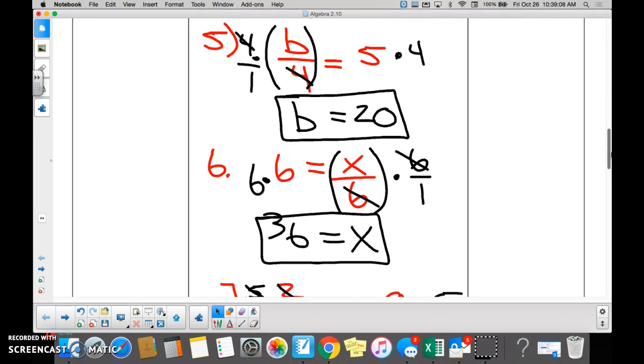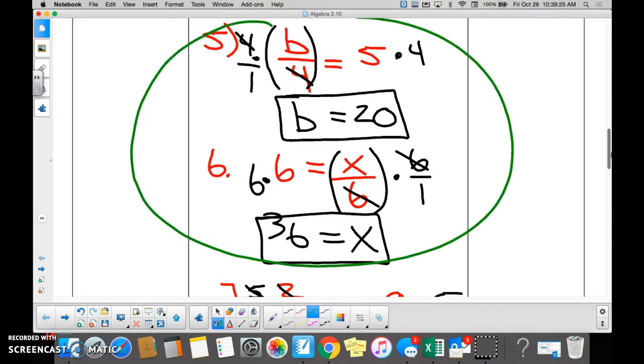Number 6. X over 6 equals 6. How do we undo that one? Multiplication. So we're multiplying by 6 on both sides. Yes or no? Yes. Okay, these two problems right here, 5 and 6, are the only two problems where you have permission to start working outwards. Yes or no? Yes. Okay, so notice we did not work vertical until after we eliminated the 6 here by multiplying by 6. Okay, you with me? Yes.